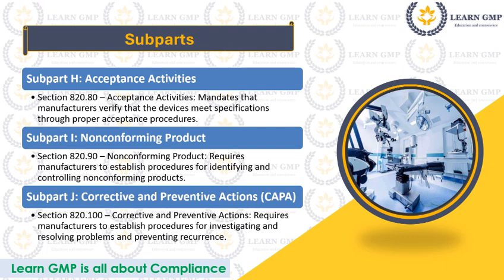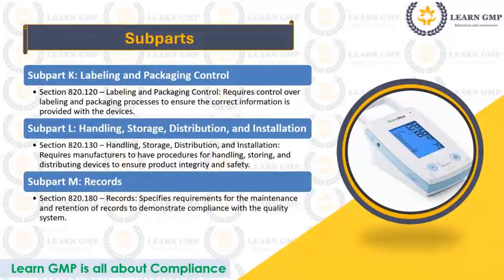Subpart J, Corrective and Preventive Actions, CAPA. Section 820.100, Corrective and Preventive Actions, requires manufacturers to establish procedures for investigating and resolving problems and preventing recurrence. Subpart K, Labeling and Packaging Control.